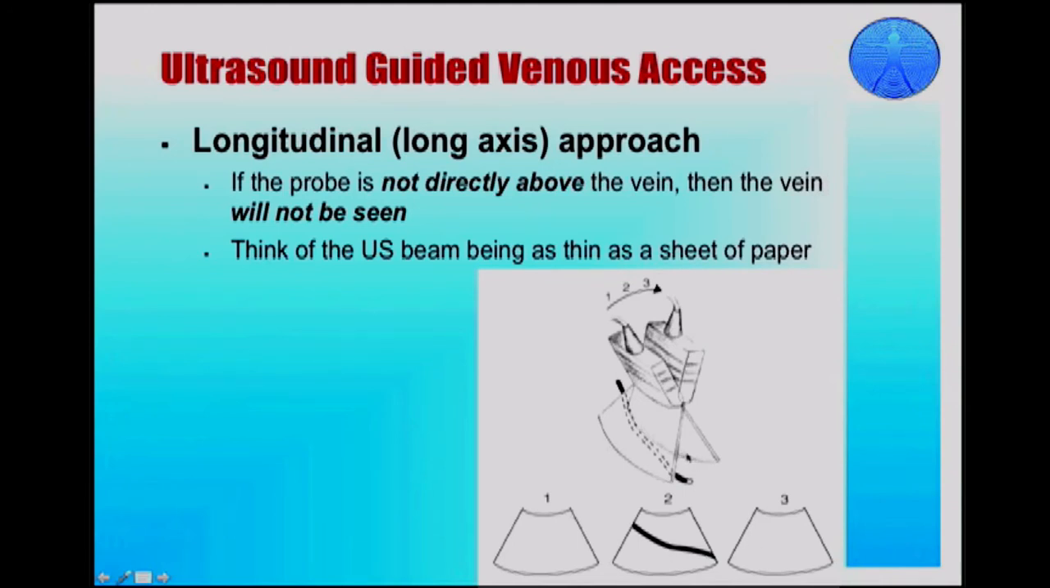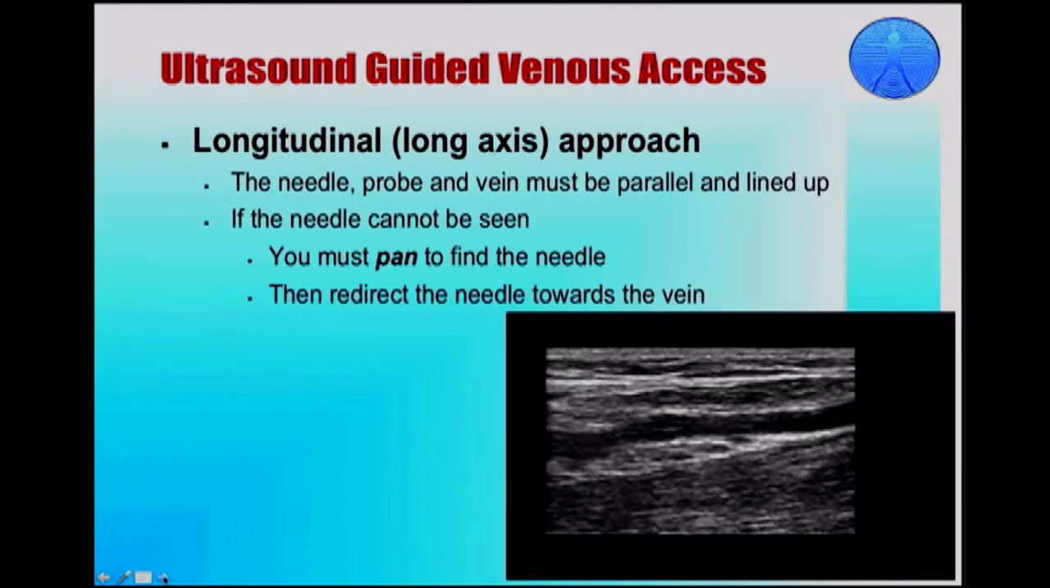So I need to redirect my needle from 3 back over to 2. So I line back up on the vessel, I redirect my needle back towards the vein, and as I do that, the needle comes into view because it's entering that sheet of paper thickness beam, and it's becoming very bright. As it gets into the beam, it becomes brighter and brighter, and I guide it towards my vessel. So this is what it looks like.